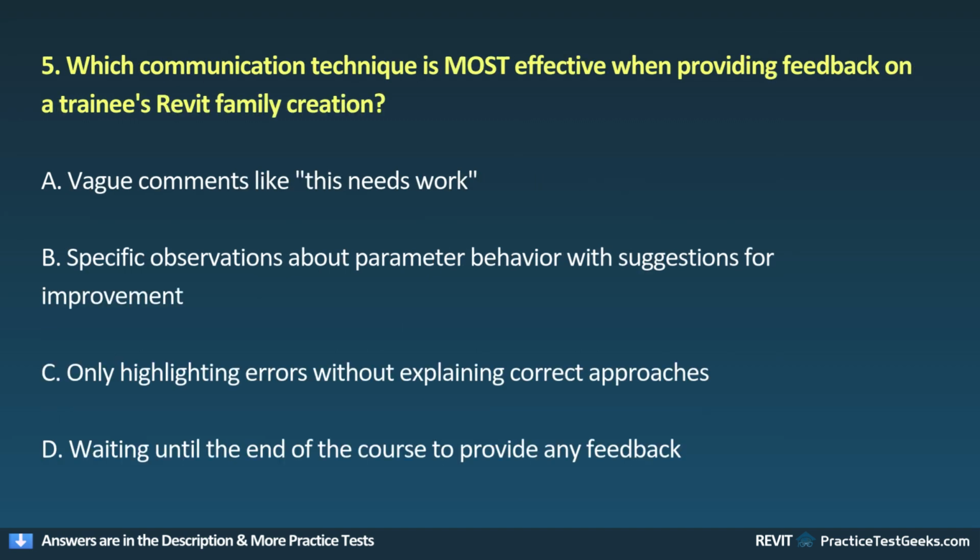5. Which communication technique is most effective when providing feedback on a trainee's Revit family creation? A. Vague comments like "this needs work." B. Specific observations about parameter behavior with suggestions for improvement. C. Only highlighting errors without explaining correct approaches. D. Waiting until the end of the course to provide any feedback.